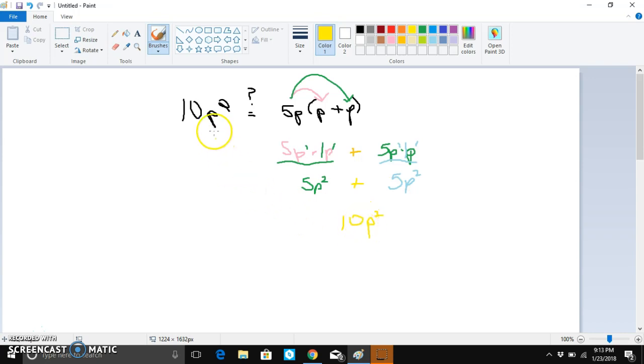So is 10p squared equal to 10p squared? Yes, these two expressions are equivalent. So this math problem is equal to this math problem. Why? Because of the distributive property.